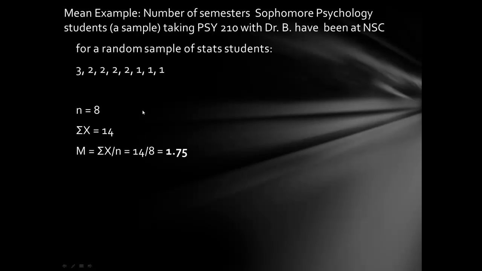Then to find the mean, you just take the sum of X divided by n, lowercase n, because we're talking about a sample size, and 14 divided by 8 will give you 1.75 for the sample mean.